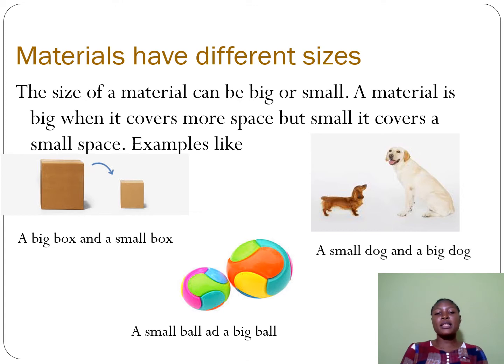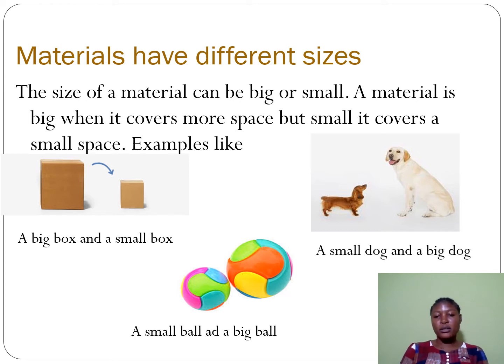A material is big when it covers more space, but small when it covers a small space. Let's look at an example. We have certain images here. We could see a big box and a small box. Looking at them, you could see that the big box has taken a big space, and that of the small box has taken just a small space.